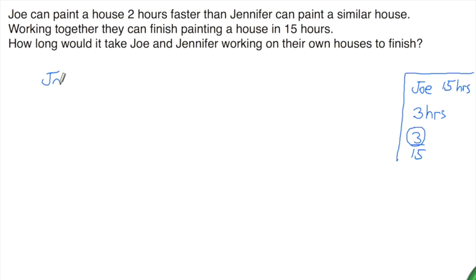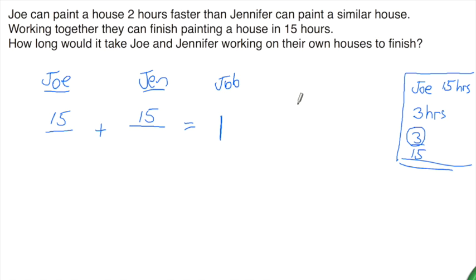So let's set up a Joe, Jennifer. And we know what the numerator is going to be. They can finish painting the house in 15 hours. So this will be 15. This will be 15. We're going to add them together, and they're going to finish a job. Well, how many jobs? Well, just one job, painting a house. All right, so the trick is now the denominator. Joe can paint a house 2 hours faster than Jennifer.